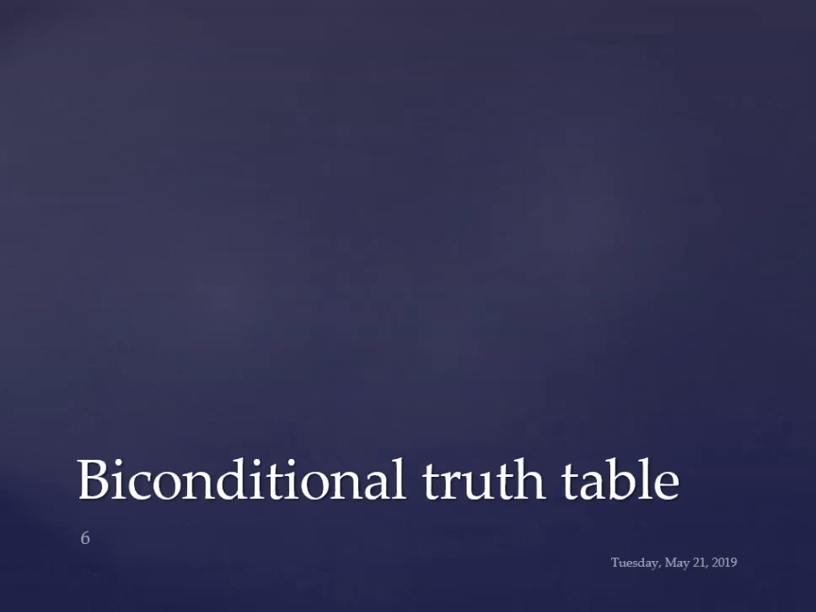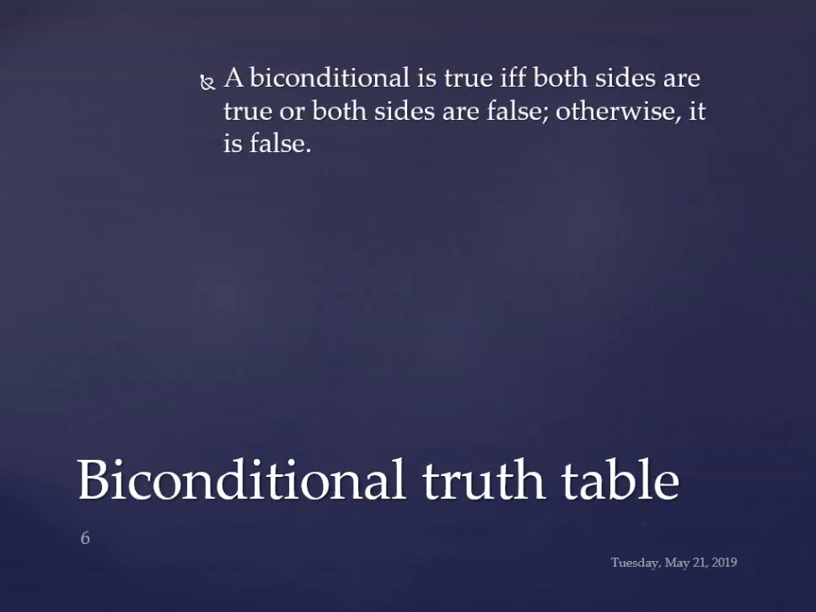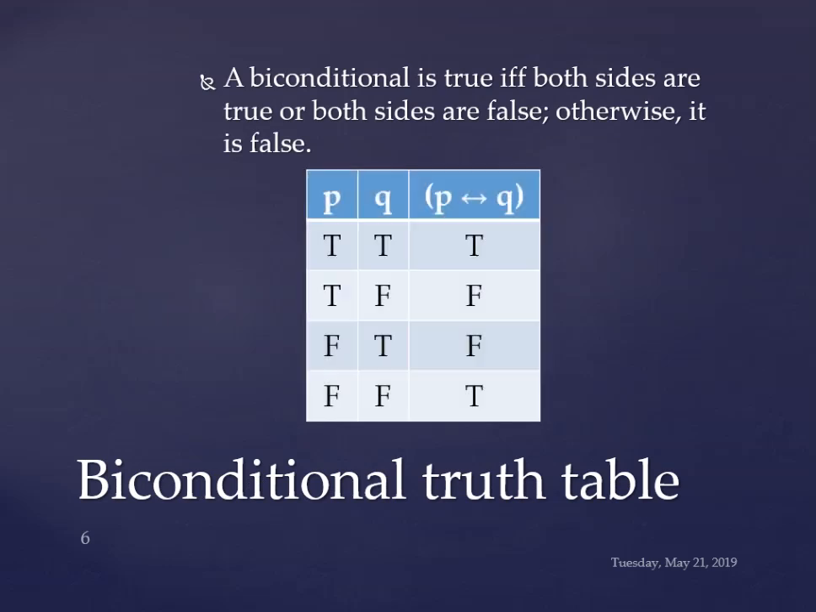The biconditional truth table is true if and only if both sides are true or both sides are false. Otherwise, it's false. So here you are. Notice the two times that it's true: you get the T when both sides are true, and then you get the T when both sides are false. Now, when you have no matching, here you have T and an F and an F and a T, now you have falsehoods.